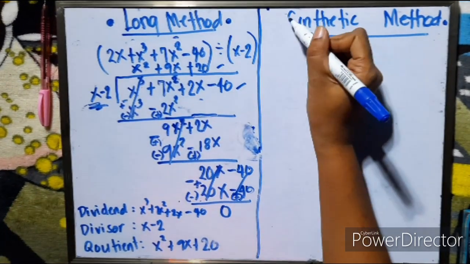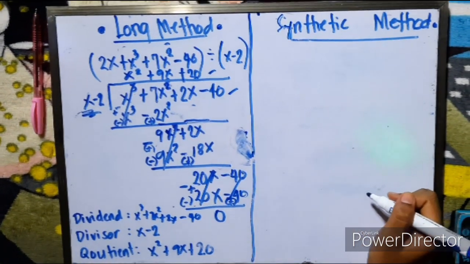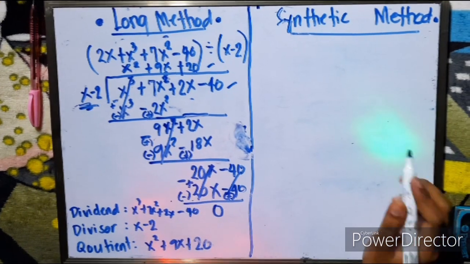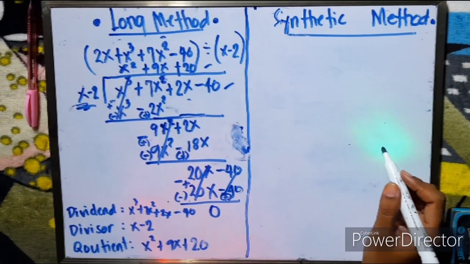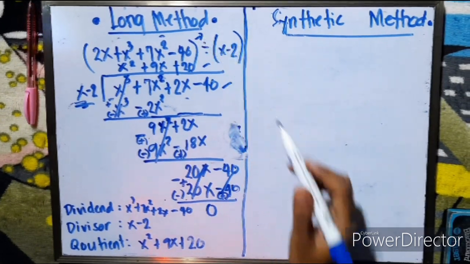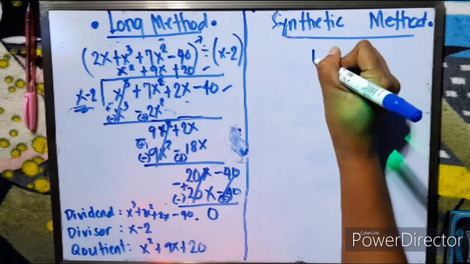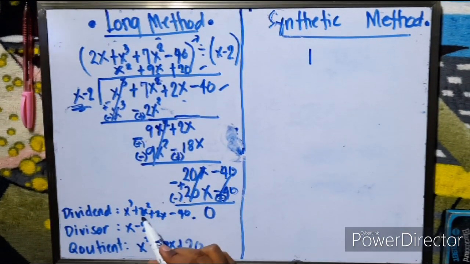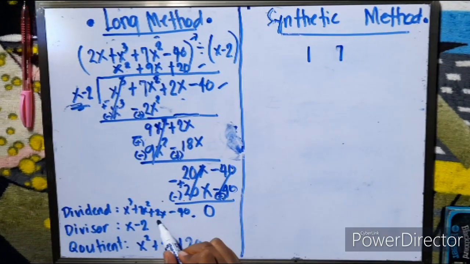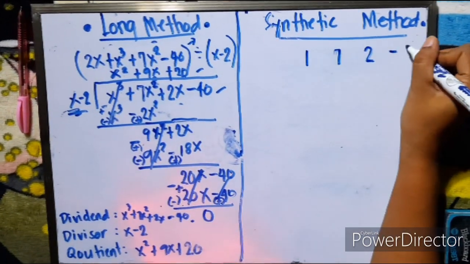Okay, let's try now in our synthetic division. Okay, how do we do synthetic division? You are going to list down all the coefficients. So we base it on the arranged polynomial of our dividend. Because our given at first was not arranged, so here we base it on the arranged one. The coefficient of your x cubed is 1. The coefficient of your x squared is positive 7. The coefficient of your 2x is positive 2. And your constant is negative 40.